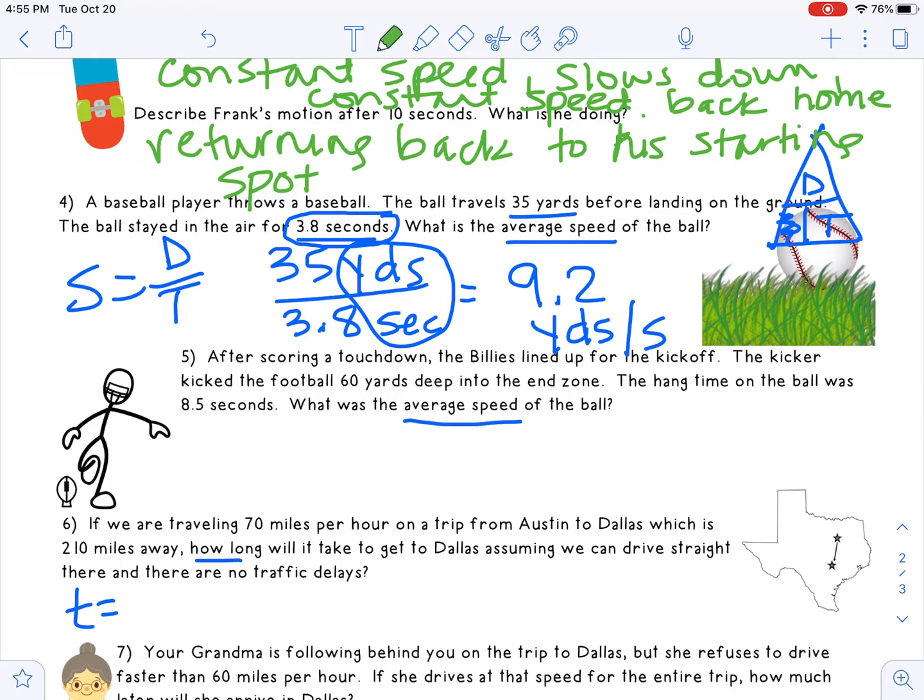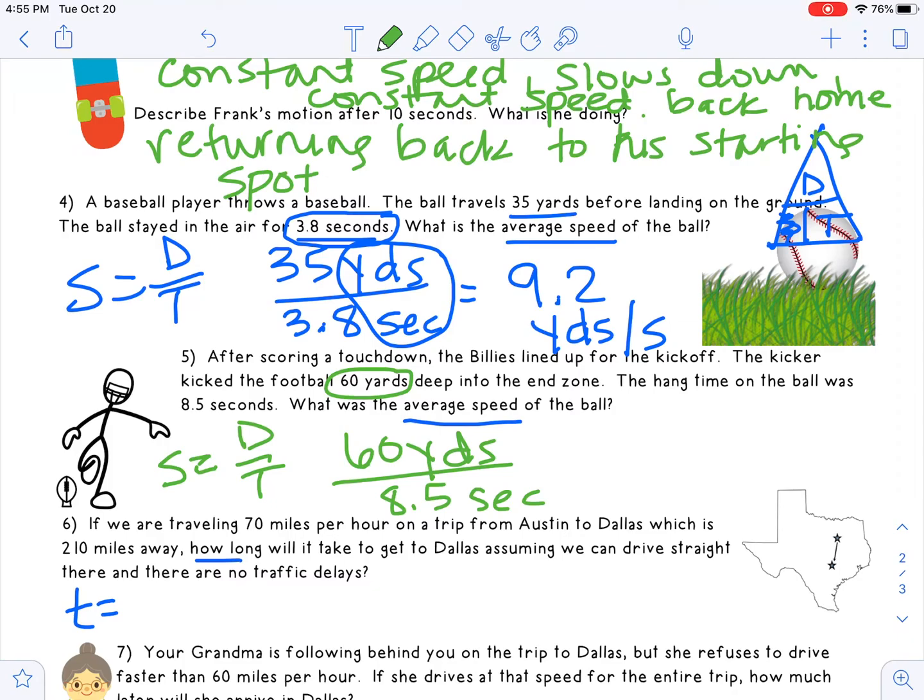After scoring a touchdown, the Billies lined up for the kickoff. The kicker kicked the football 60 yards deep into the end zone. The hang time on the ball was 8.5 seconds. What was the average speed of the ball? All right, so we know that speed equals distance divided by time. What was our distance? Our distance was 60 yards. And our time, 8.5 seconds.